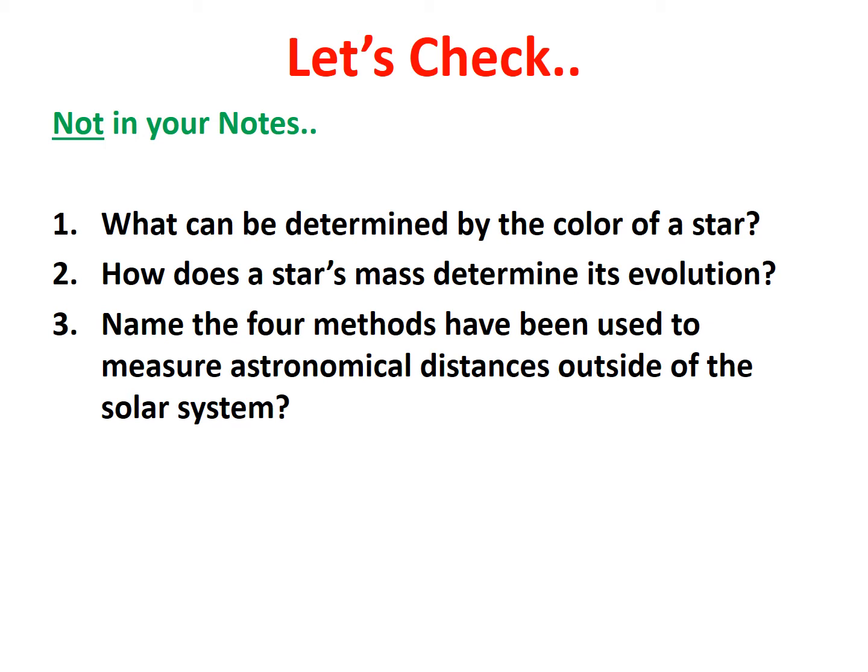Ask yourself what can be determined by the color of a star. I've emphasized that a couple of times in some of the lessons. And then think about our chart of a life cycle. How does a star's mass determine its evolution or the changes that it goes through? Think about that a minute. And then can you name the 4 methods used to measure astronomical distances outside of a solar system? You wrote them down. They're in the first part of your notes, but can you remember what they are?